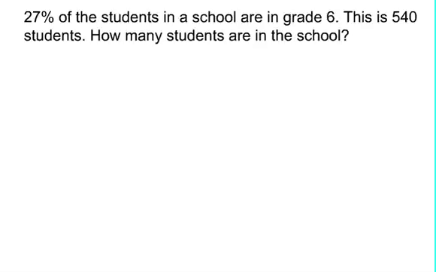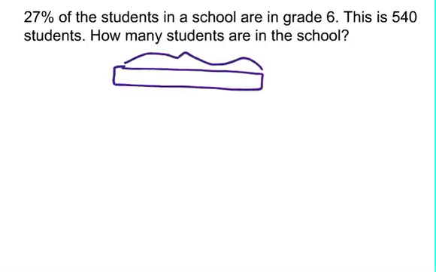Okay, let's try another one. 27% of the students in a school are in grade 6. This is 540 students. How many students are in the school? So we're going to start by drawing our bar model. The entire bar represents 100%, which is all the students in the school. And we don't currently know what 100% is equal to.